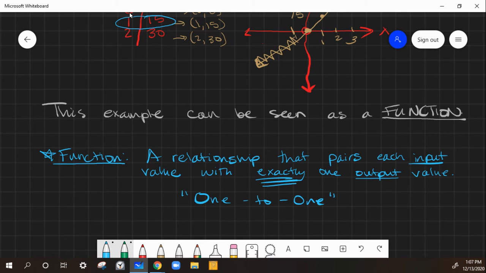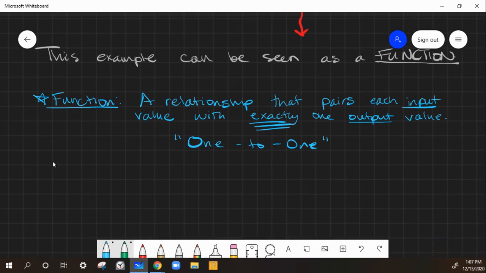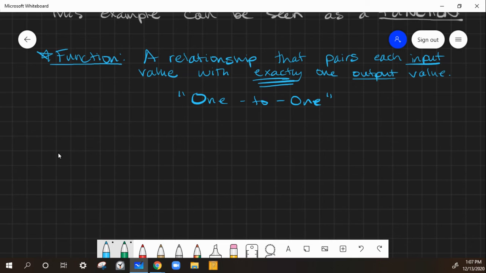So if I see Rachel in 2 years and I'm like, hey, Rachel, what's a function? She would be like, Mrs. Warren, it's 1 to 1. That's what I expect you guys to say. Now, what does 1 to 1 mean? Let's kind of unpack that.